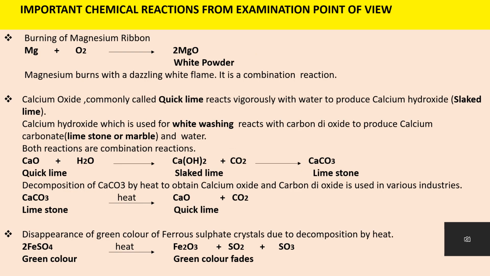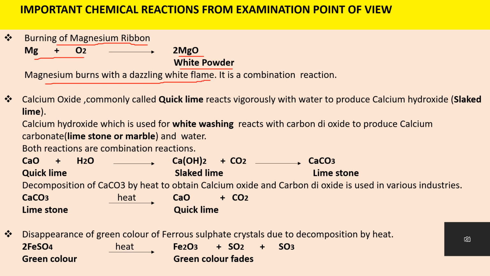Let us revise some of the important chemical reactions from this chapter, which are important from the examination point of view. The first reaction is burning of magnesium ribbon. In this reaction, magnesium combines with oxygen to produce magnesium oxide. It is a combination reaction. The color of magnesium oxide can be asked, which is white powder. Magnesium burns with a dazzling white flame.